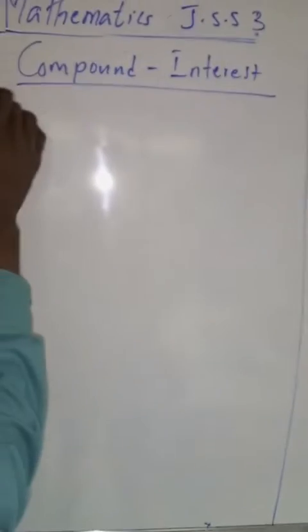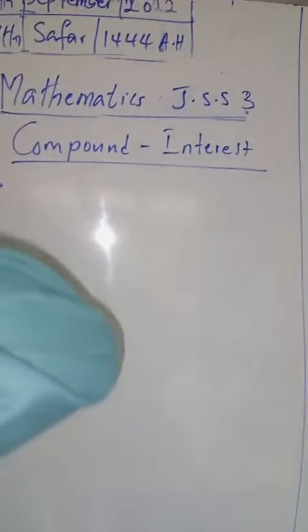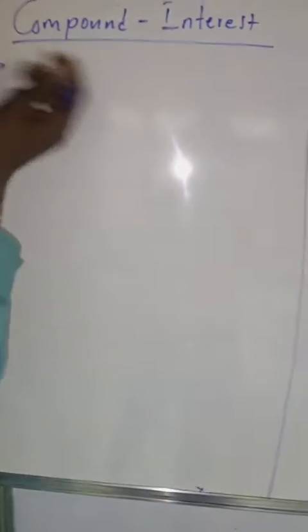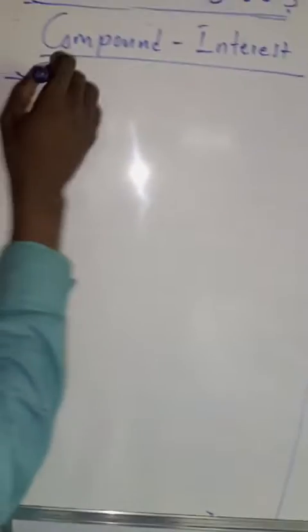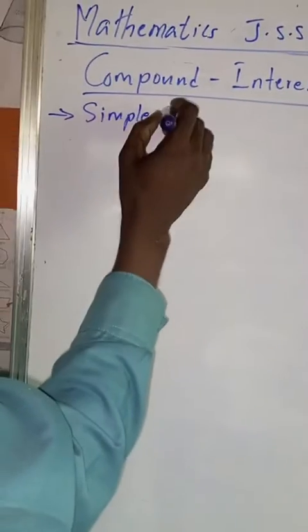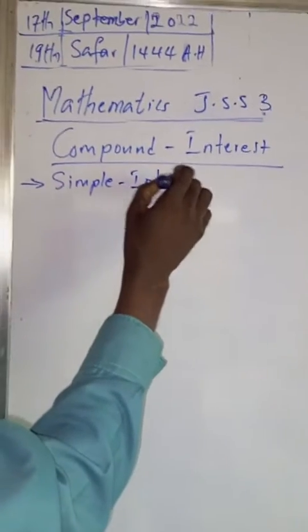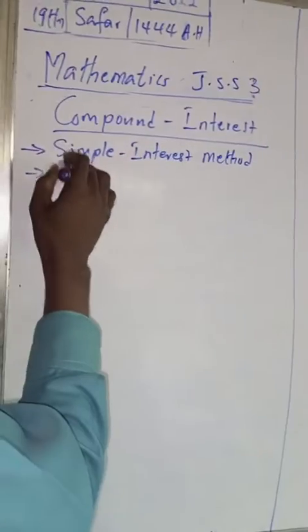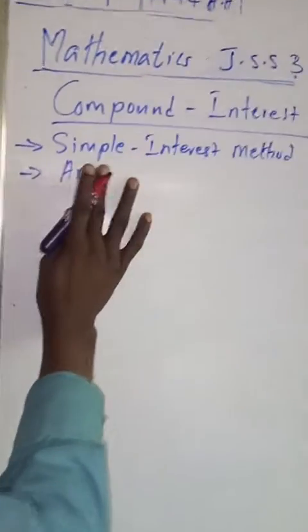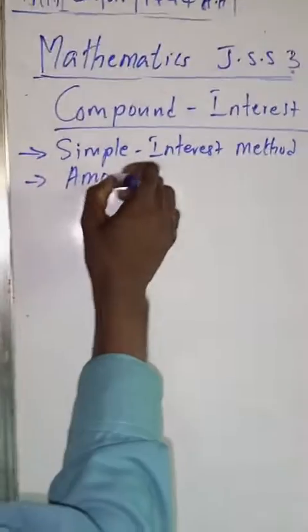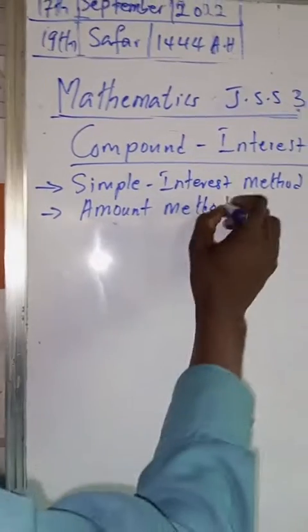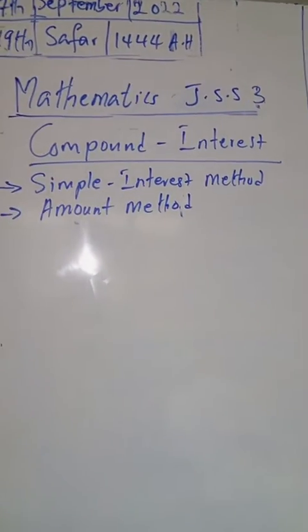So for compound interest, we have two methods or two approaches. We could use the simple interest method, or we use the amount method. So these are two ways of looking for compound interest.